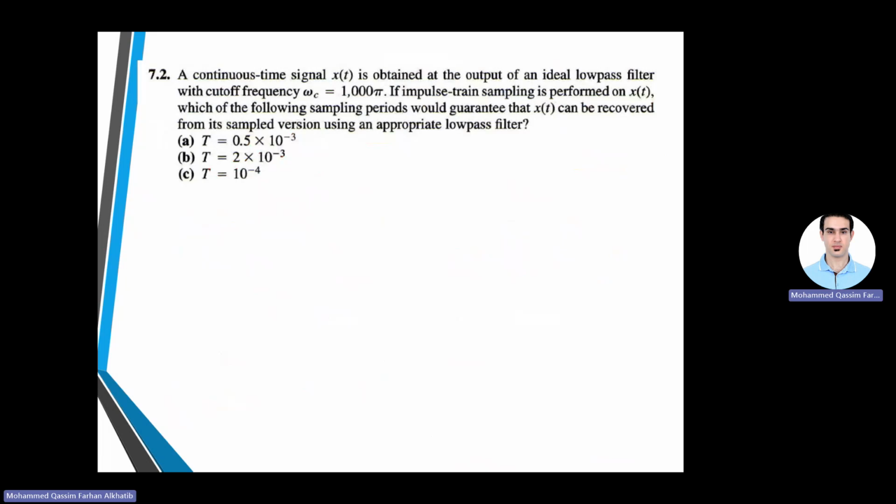Another example here, a continuous time signal is obtained at the output of an ideal low-pass filter. Just don't worry about this term low-pass. You've done filters before? Like the word filter in electronics. So what does the filter do? No, that's not a filter.